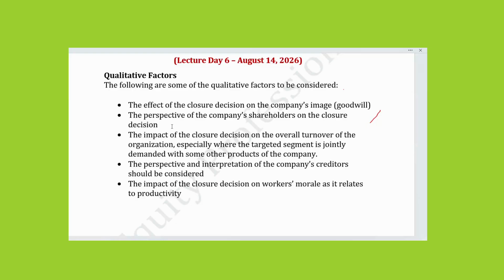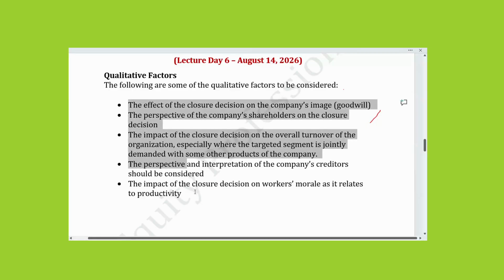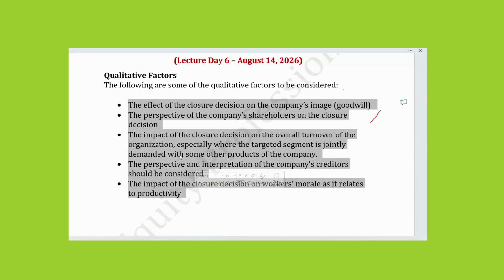And when you are stating your qualitative factors, you have to link it with the question. Don't make your qualitative factors generic. Don't just memorize. Don't just cram what you have in your notes and dump it for the examiner. You can never earn your full mark if you do that. You have to link it with the question. You mention the name of the company as given in the question. You mention the product. Just link it. Don't make it generic. That's the point. It doesn't work that way.